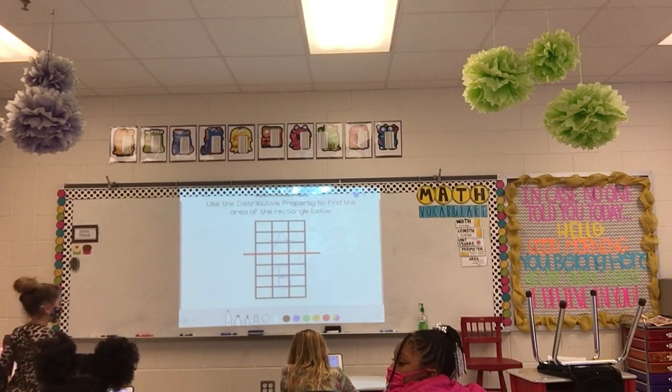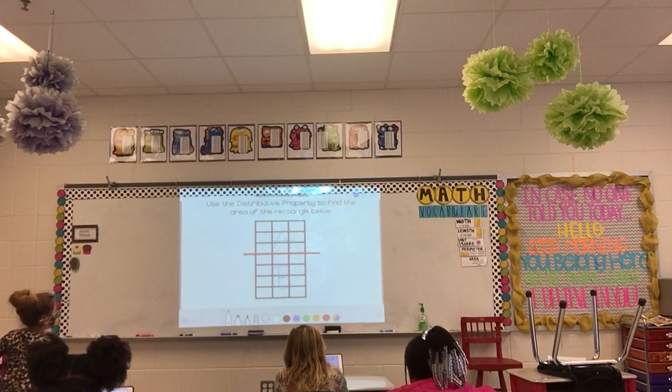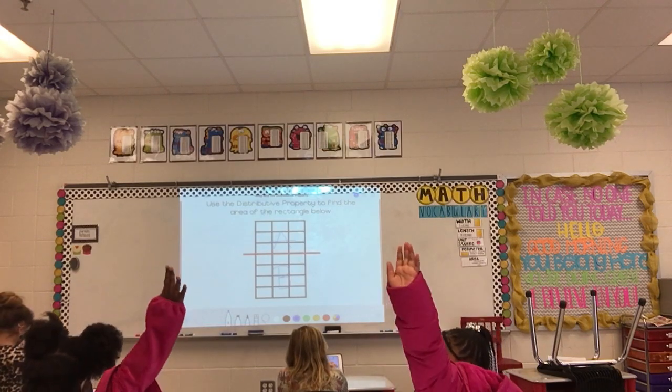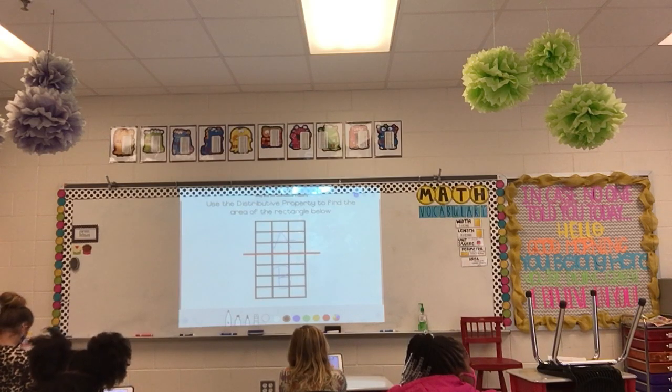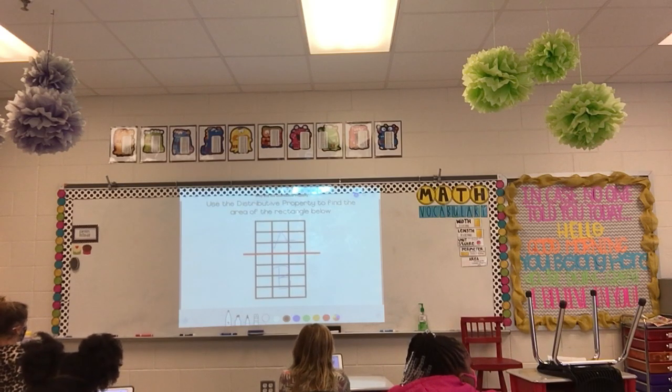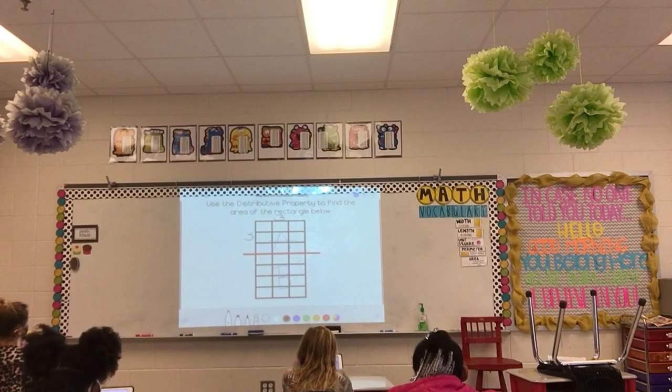Okay. Who can tell me how many down, how many across? What is my length and width for A, Annalie? Our length is 3, and our width is 3. That means this is a what?